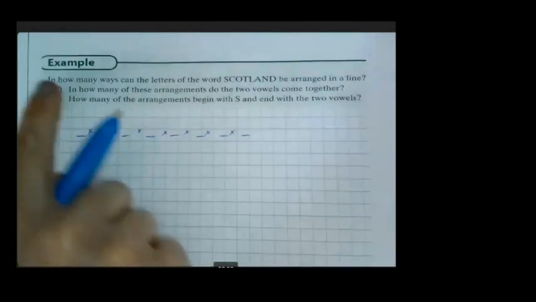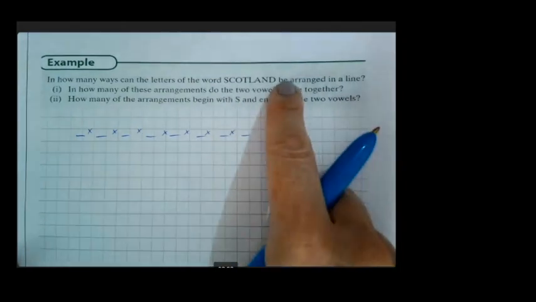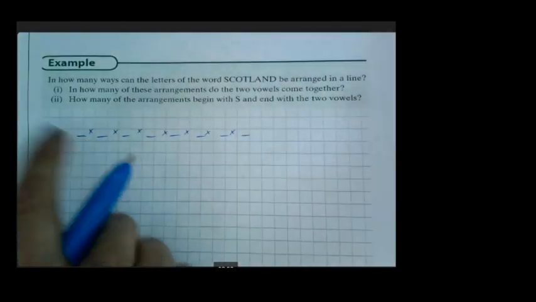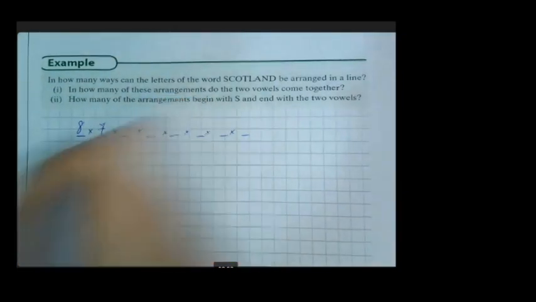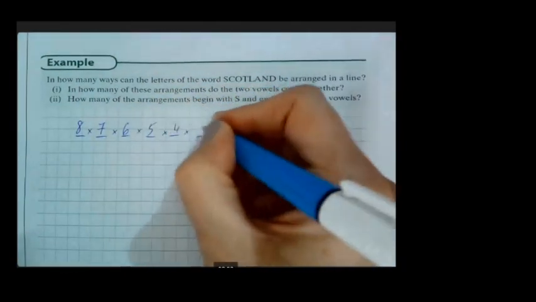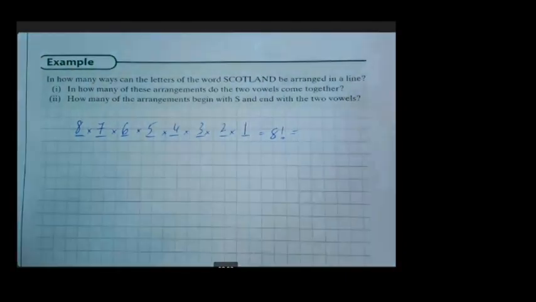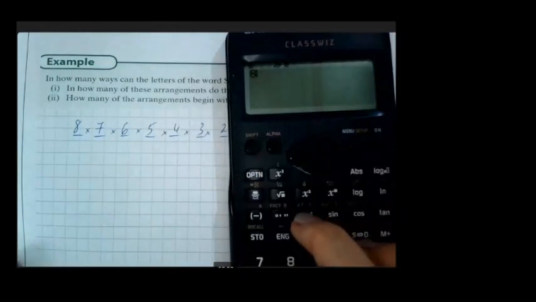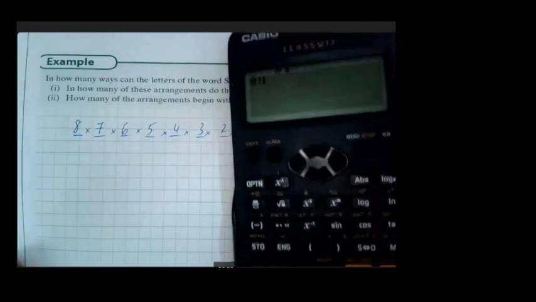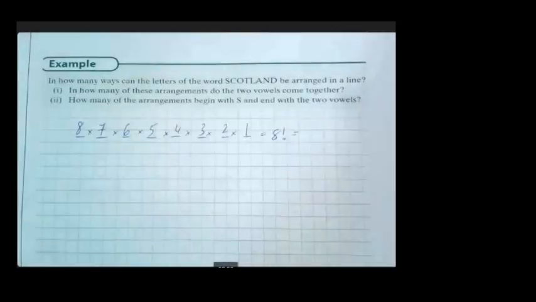We've no restrictions in that very first question here. In Scotland, I've got 8 letters, and therefore in my first position, I've got 8 options. Then when 1 letter is in place, I'm going to have 7 options for my second position, 6 options for my third position, and 5, 4, 3, 2, 1, which of course is 8 factorial. And 8 factorial on my calculator, remember, shift and the exclamation point is what you're looking for in your calculator, equals 40,320.